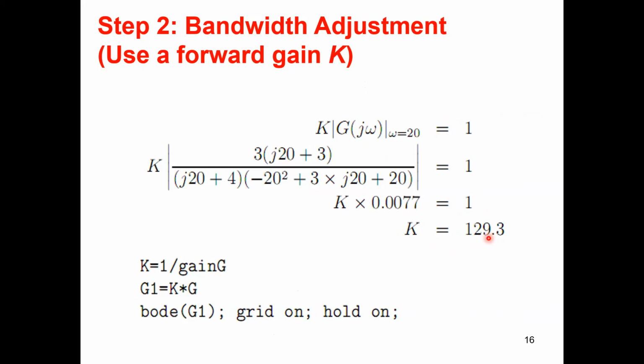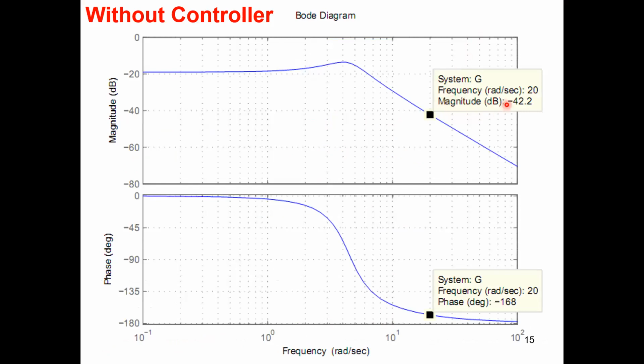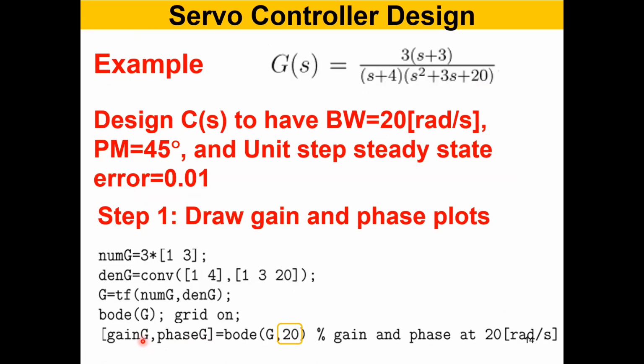So this gain can be calculated in MATLAB very easily. Now this is the gain of the plant for 20 radians per second, actual gain. This is the phase of the plant for 20 radians per second. So gain G and phase G are equal to the absolute value of this, minus 42.2 dB and negative 168 degrees respectively. So these two numbers, okay.